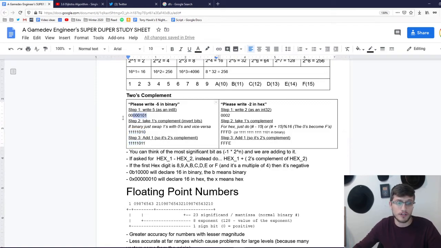So that -5 originally looked like this. Then this is the 1's complement. Finally, here's the 2's complement. This is -5. Wonderful.